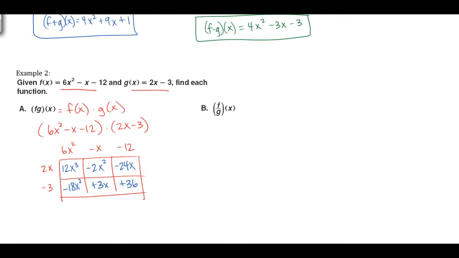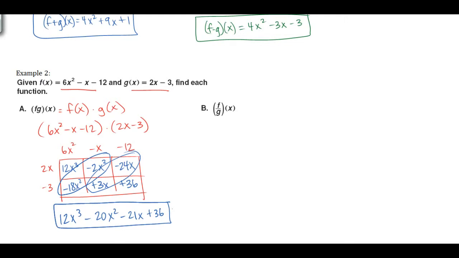And we have just done multiplication. Now be careful. 12x cubed, but then here, there's 2x squared, so combine like terms. So negative 20x squared. Look right here at 24 and a 3, so that's what, negative 21x. And then plus the 36, and there she is. That is f of g of x. Because I could have written that f of g of x.